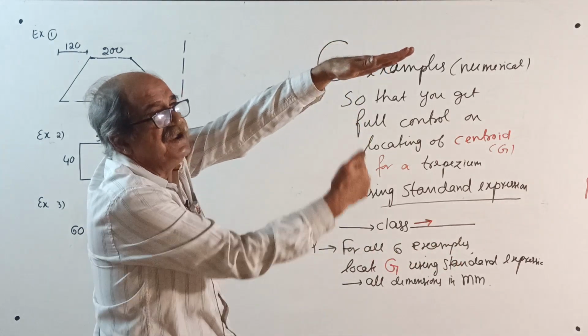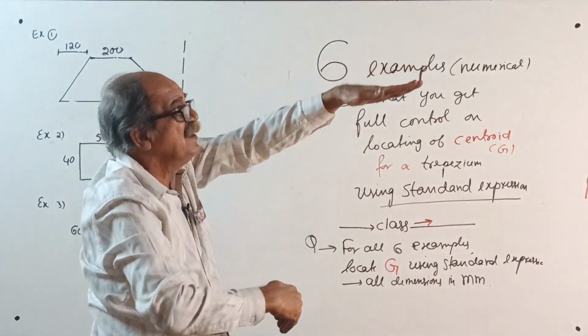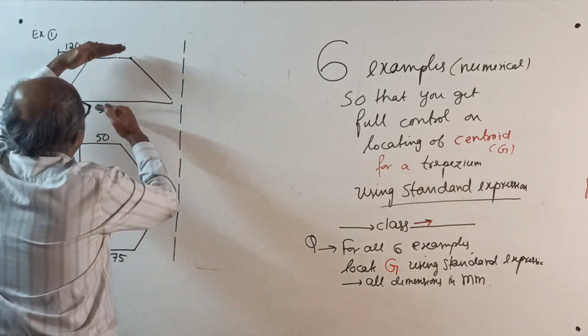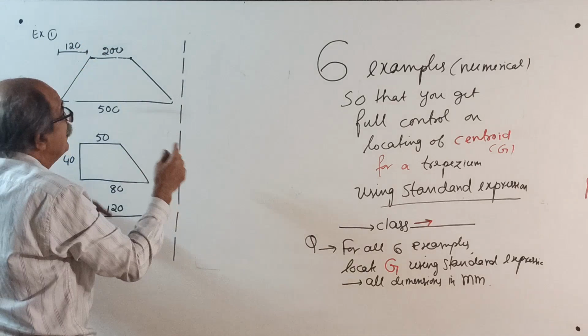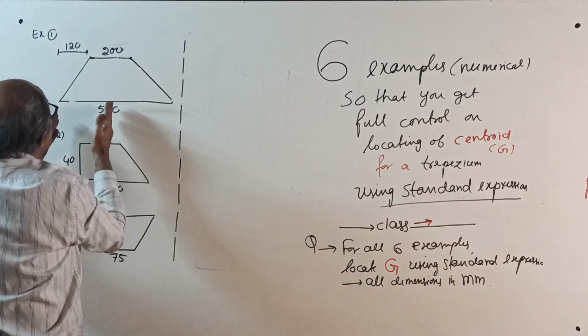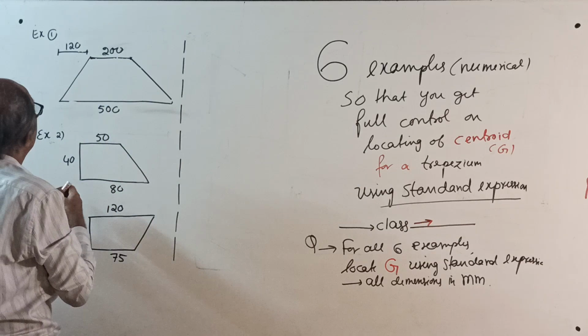So this is the height. The standard expression is this way, measured from the parallel side. So for all these 3 examples, you write that the standard expression is available for vertical distance, or distance along the height. I did not give the height here. I forgot to give the height. Okay, some height I will give.